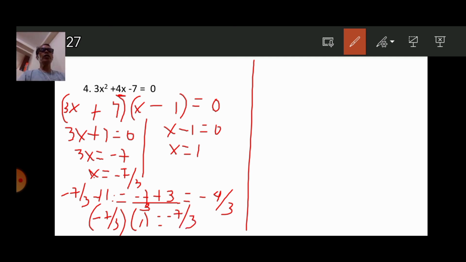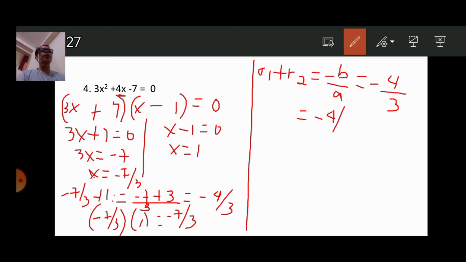So if you are going to use the formula, r sub 1 plus r sub 2 is equal to negative b over a, which is equal to negative b is 4 and a is 3. Therefore, you have negative 4 over 3. So they are the same.